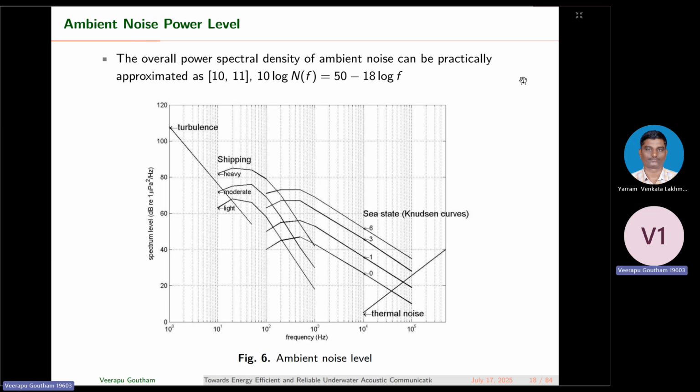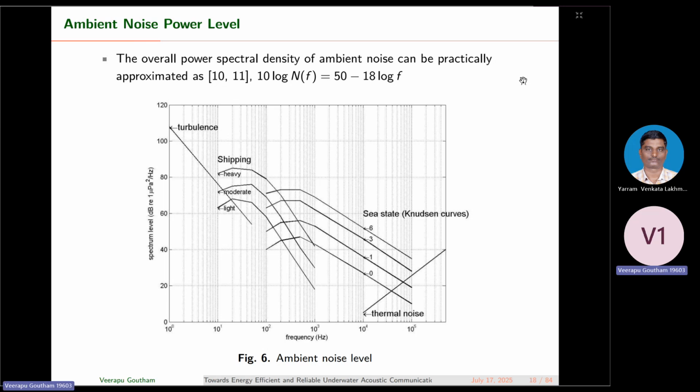And when coming to the waves, they are creating some disturbance on the receiver side. High waves give more noise, low waves give less noise. When coming to the thermal noise, it is given like this.